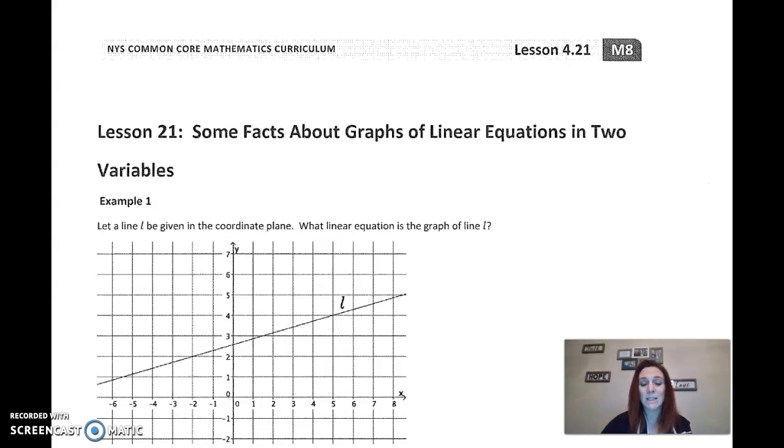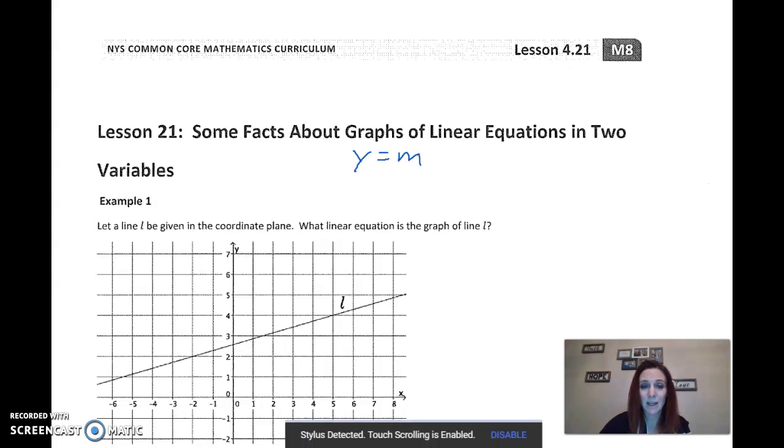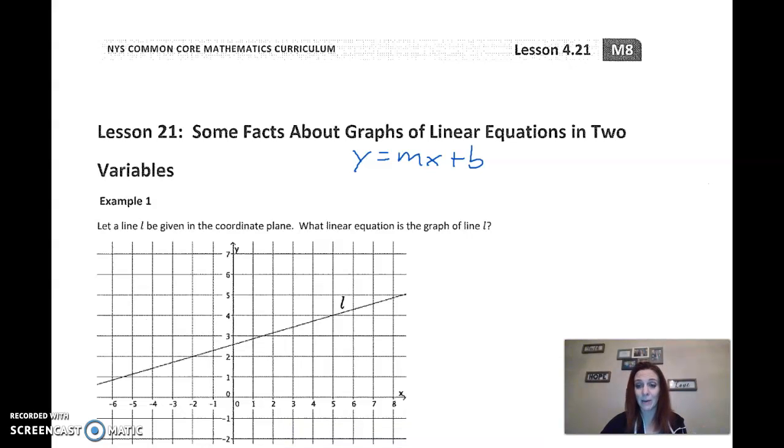All right, lesson 21, some facts about graphs of linear equations in two variables. Basically what we're doing is we are going to be writing equations in the form y equals mx plus b. And how we do that is going to depend on the information given to us.